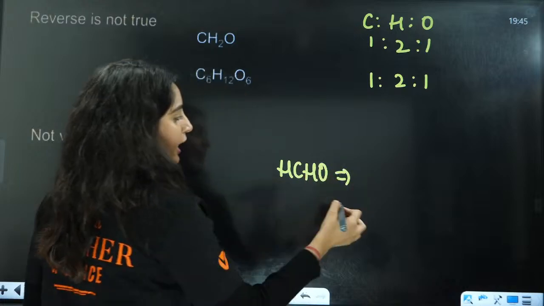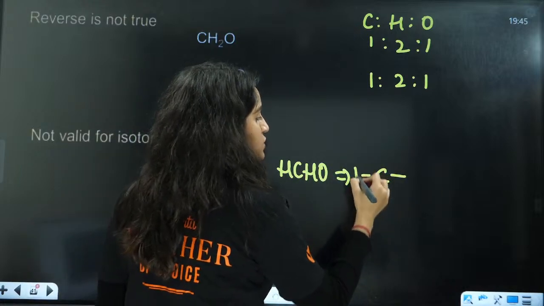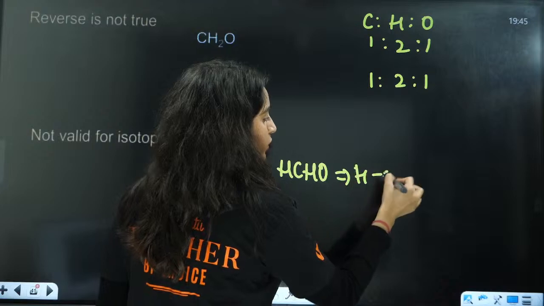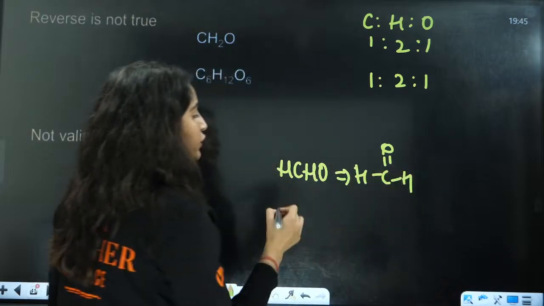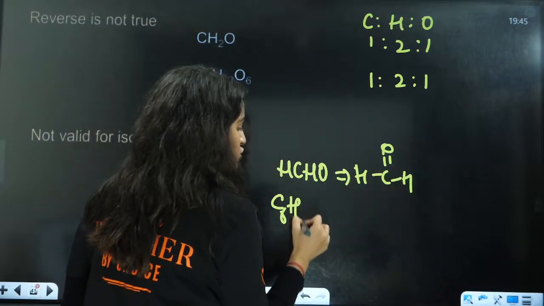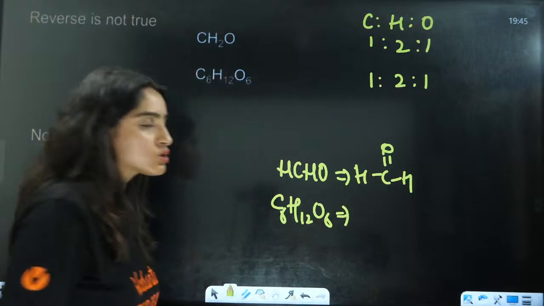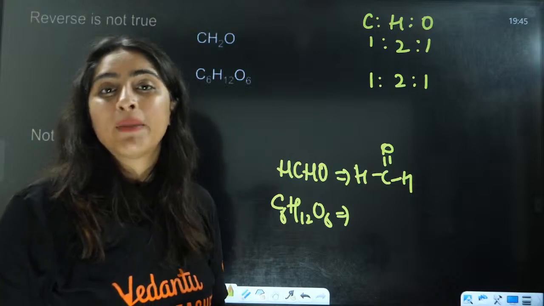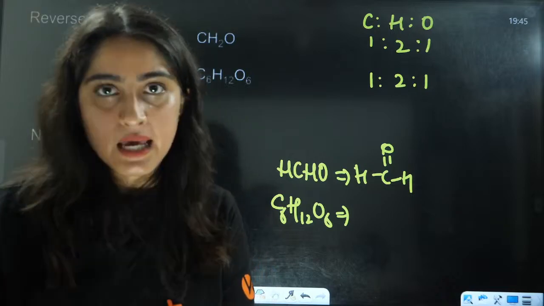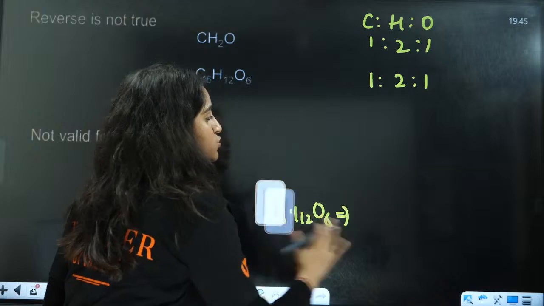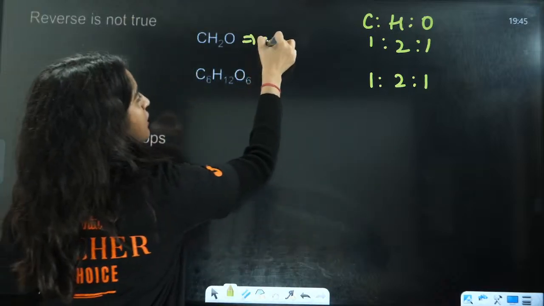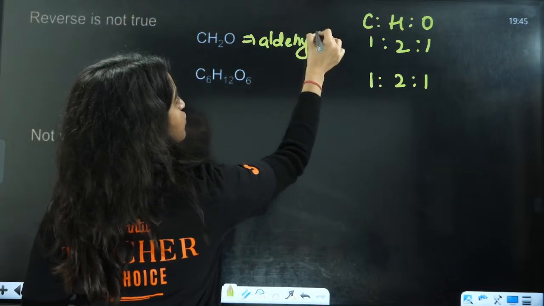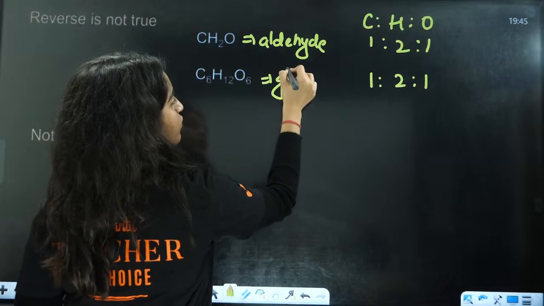for example, I am talking about CH2O, that is an aldehyde, that is methanal. But if we talk about C6H12O6, that is glucose. So now the formula here is different, but the ratio of masses is the same, okay. So the reverse here is not true. This is aldehyde, and this is glucose.